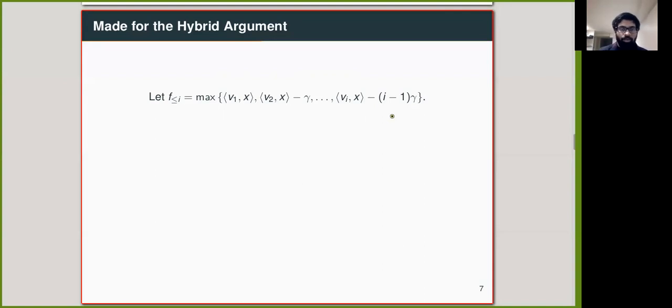And on the other hand, if you get an answer among your first i queries from the oracle for f less than or equal to i, actually I should correct that. In your first i minus 1 queries, if you get an oracle answer from f less than or equal to i, you're not going to notice the difference because vi inner product x minus (i minus 1) times gamma is still going to be larger than all of the later terms. So the maximum of f is going to be with high probability the same as the maximum of f less than or equal to i. And so using this logic, you're not noticing the difference between corrupted oracles and the original oracle.